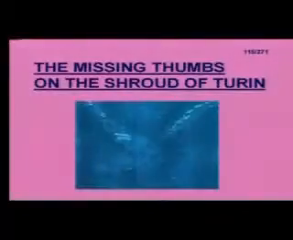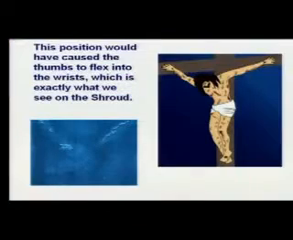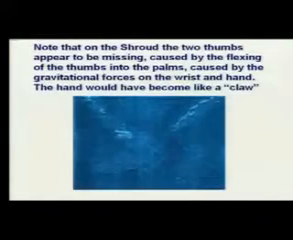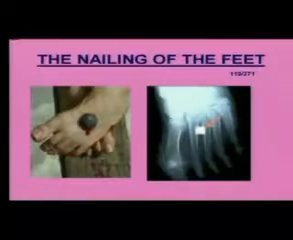Now, on the shroud, there's a missing thumb. This is simply caused by the weight of the body pulling down on those nails and causing the hands to go into a claw-like position. So if you look carefully, you can only see on the left there four fingers and no thumb. Four fingers and no thumb, and that's one of many reasons we know that the shroud is authentic.